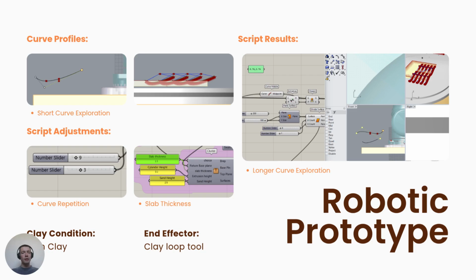The robotic prototype explored how these carving gestures could be translated into a digital workflow. Curve profiles were generated and adjusted through scripting with a focus on repetition and consistency. A loop tool was used as the end effector to replicate the scooping and carving gesture. Compared to the hand-carved tests, the clay was in a firmer condition to improve stability during the robotic carving. This setup aimed to create controlled and repeatable surface patterns.